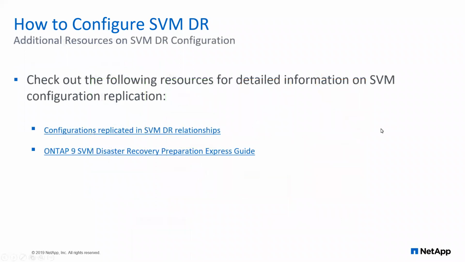So clearly this is pretty detail oriented. Before implementing this solution, you'll definitely want to take a detailed look at the full configurations that are replicated. I'm giving you those links here. The top link is to the ONTAP documentation that shows you every single configuration that is replicated or not replicated with the different combinations of identity preserve and discard configs network. And then the second link is the SVM DR preparation express guide. It gives you a lot more information on the nuts and bolts of actually getting this configured, and instructions for the CLI.